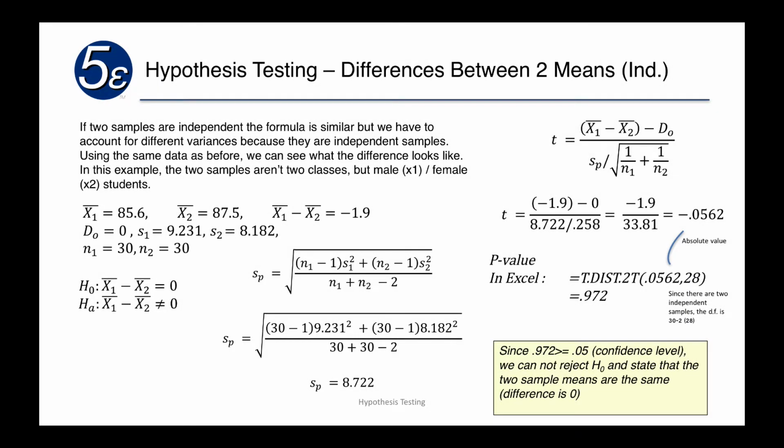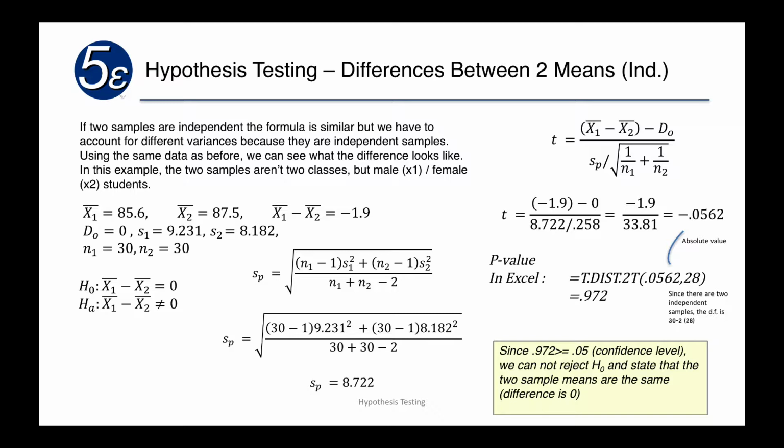Now, if we have two means, but we have them from independent samples, say where we took all male students in one sample, all female students in another, then it gets a little bit more complicated, but only because of the pooled standard deviation that we need to calculate. So it's the standard deviation that will cause the issue.